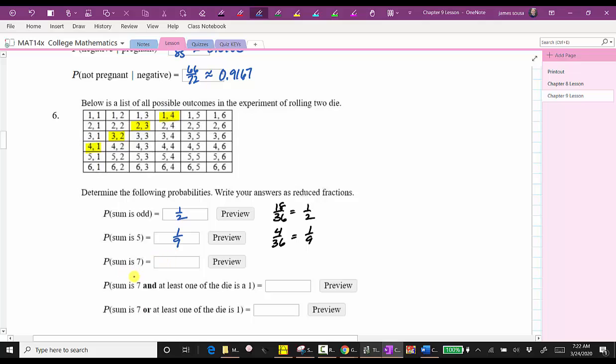Next, we want the probability the sum is 7. So we have 6 plus 1, 5 plus 2, 4 plus 3, 3 plus 4, 2 plus 5, and 1 plus 6. There are no other sums of 7. There are 6 favorable outcomes out of a total of 36, giving us a probability of 6/36, which simplifies to 1/6.